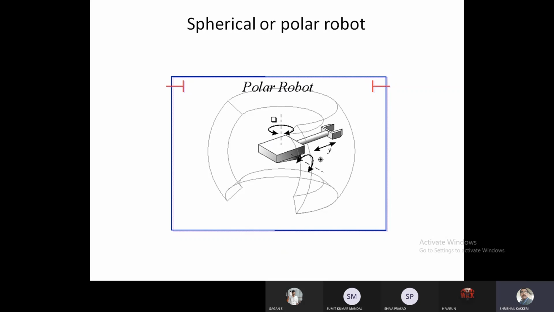And let me look into the mechanical stability. The mechanical stability of these robots will be lesser than the mechanical stability of cylindrical and Cartesian coordinate robots.